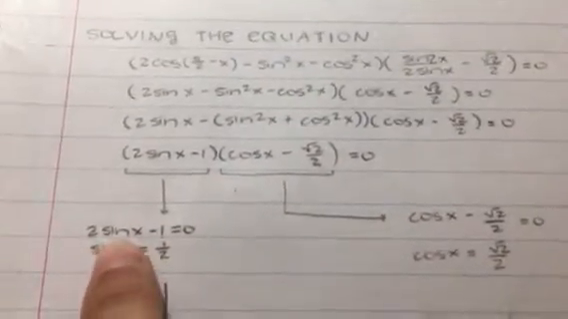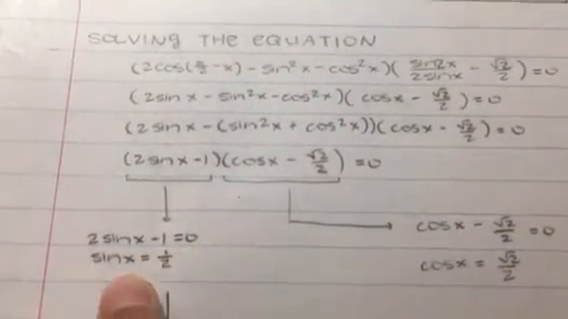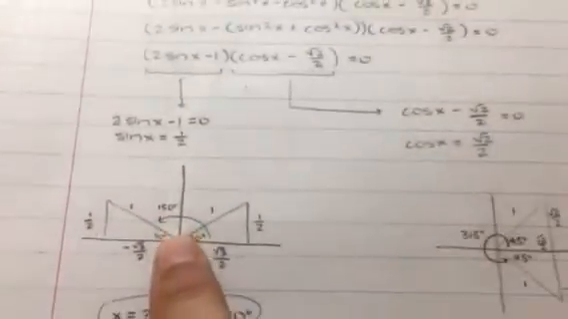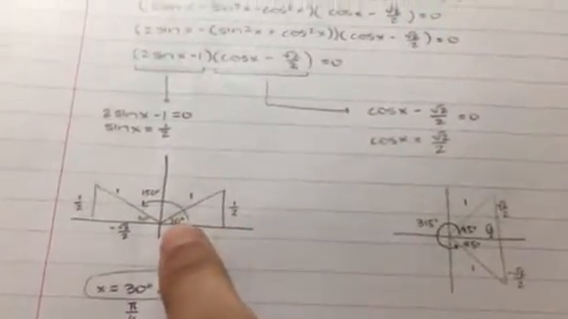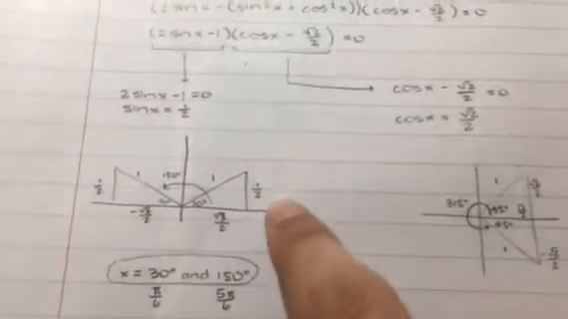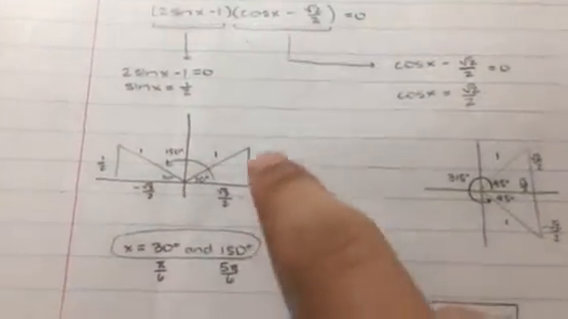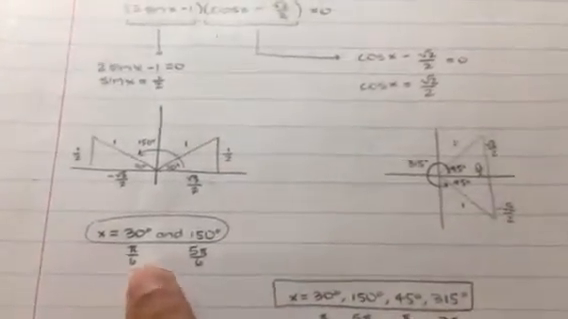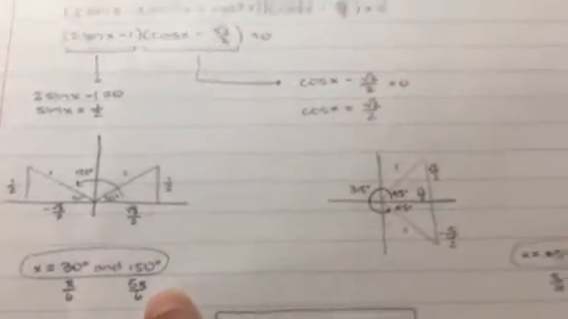So you can say 2 sine x minus 1 equals 0. So sine of x is equal to 1/2. And sine of x equals 1/2 at 30 degrees and 150 degrees. As you can see, they both have positive sine values. And so x is 30 and 150, or pi over 6 and 5 pi over 6.